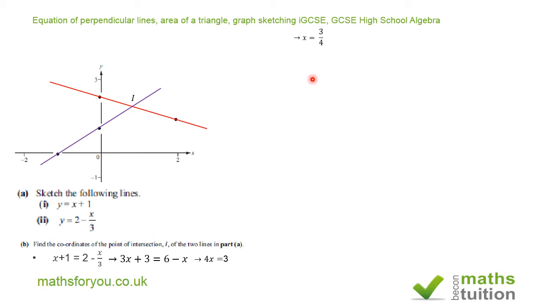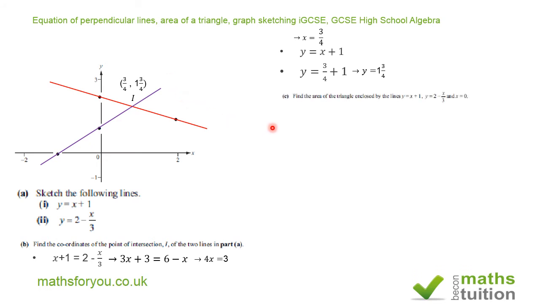Right. Now, if we then substitute x equal to 3 over 4 into the equation y is equal to x plus 1, we end up with y is equal to 3 over 4 plus 1. So y is equal to 1 3/4. So at the point of intersection, the coordinates then become 3/4 and 1 3/4. You can write it as 0.75 and 1.75. It doesn't matter.